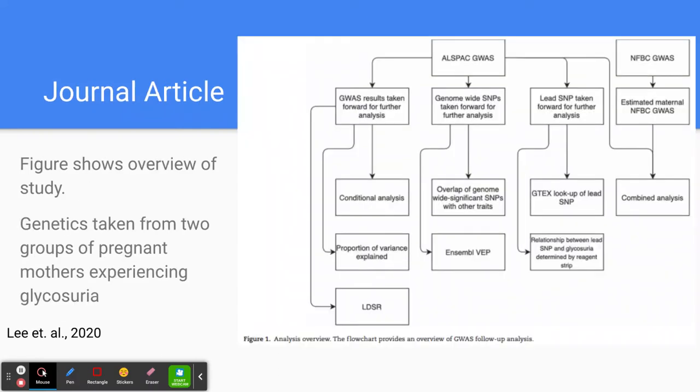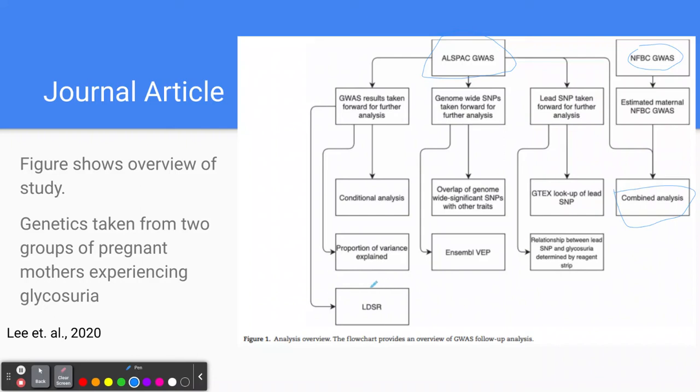So this first image is an overview of the whole study. Again, we see genetics were taken from 2 groups. Here's the first group, and here was the second group. And down here we can see there was a combined analysis.